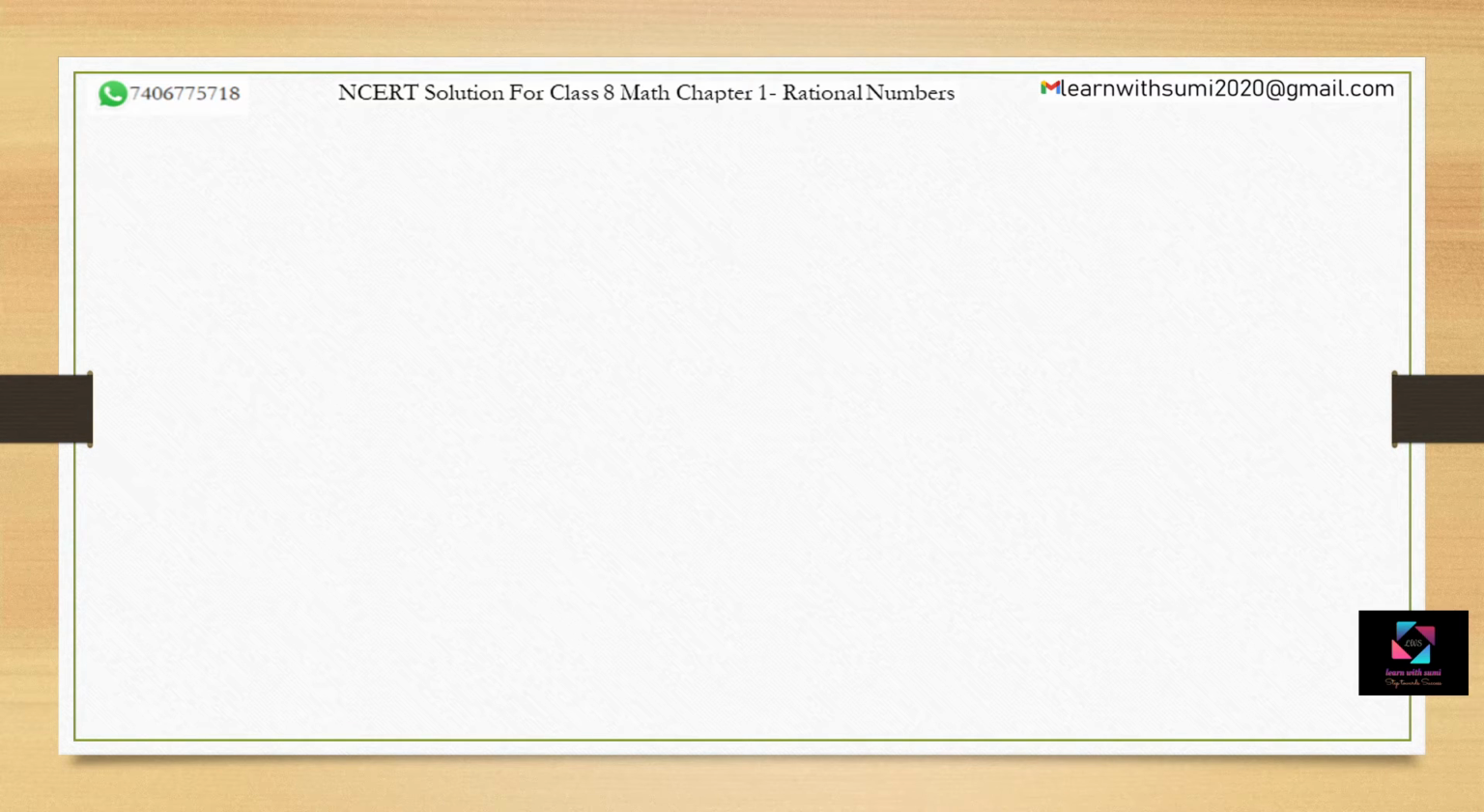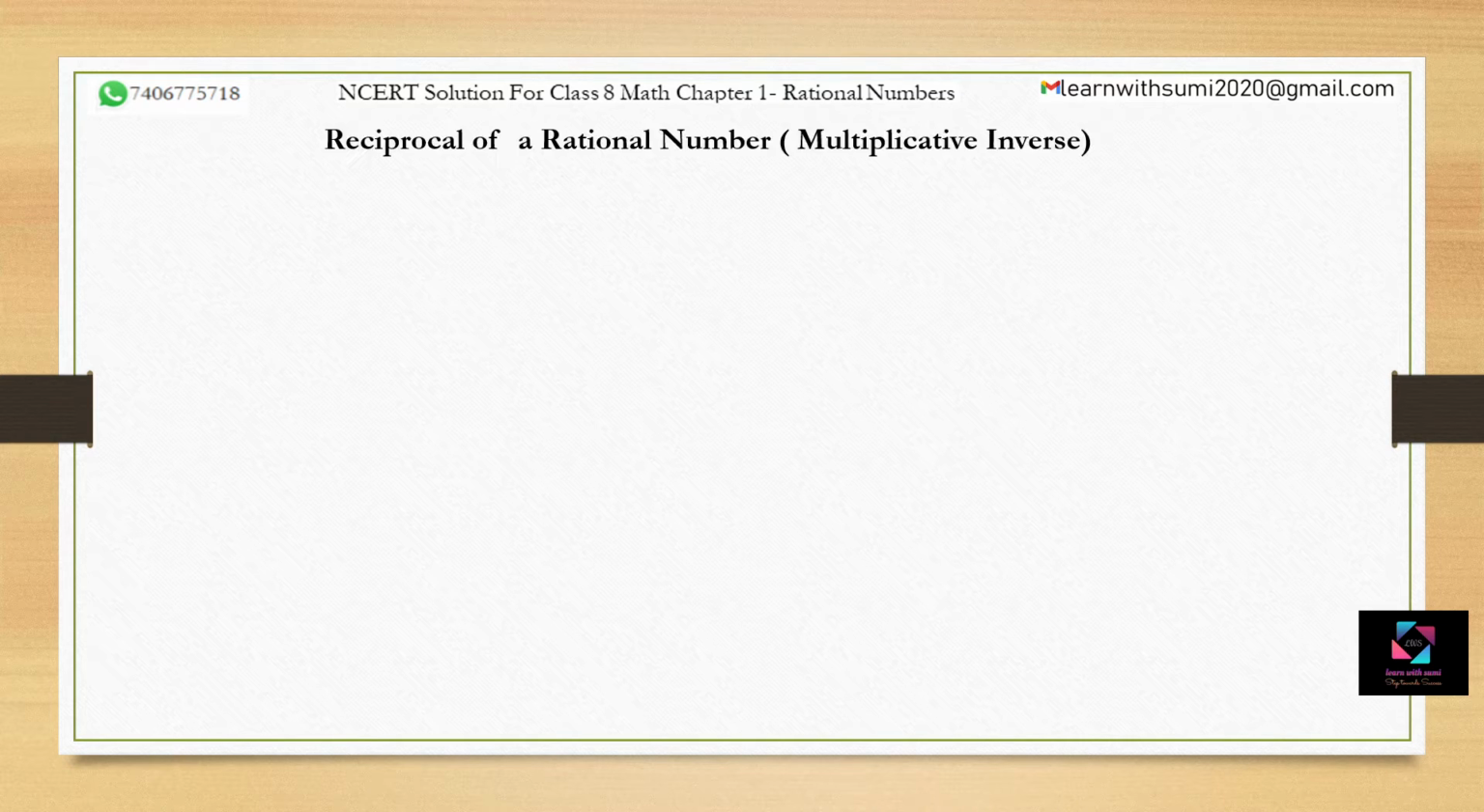In this video we are going to learn how to find the reciprocal of a rational number and the additive inverse of a rational number. So let's get started with the reciprocal of a rational number, which is also called the multiplicative inverse. So what is the reciprocal of a rational number? A reciprocal is a number which, when multiplied by a given number, gives 1 as a product.